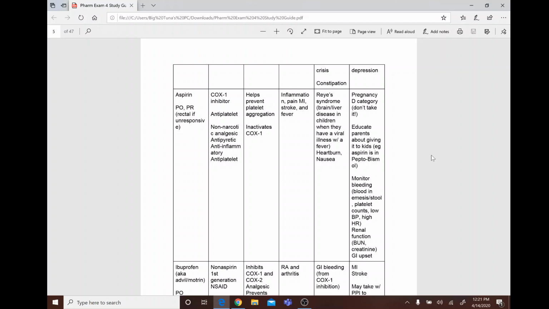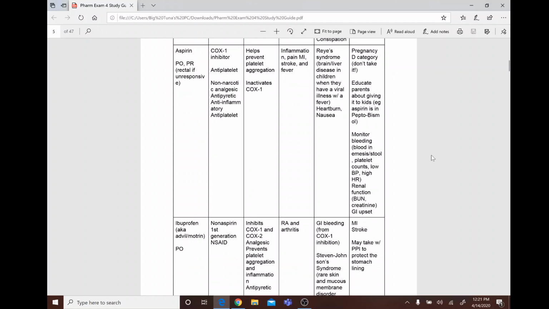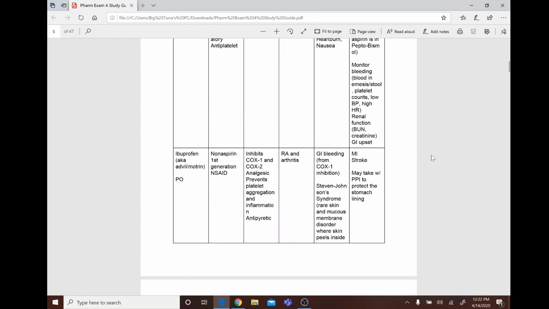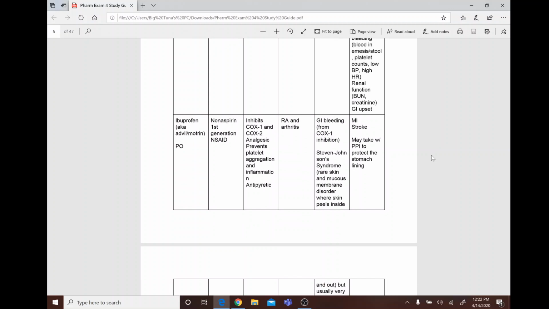Side and adverse effects of aspirin are Reye's syndrome, heartburn, and nausea. With aspirin, it's a pregnancy D category. You want to educate patients about giving it to kids because Pepto-Bismol has aspirin. And you want to monitor bleeding, renal function, and GI upset. Ibuprofen, aka Advil and Motrin, take this orally. Ibuprofen's class is a non-aspirin first generation NSAID. The action of ibuprofen is to inhibit COX-1 and COX-2. Ibuprofen is used for RA and arthritis.